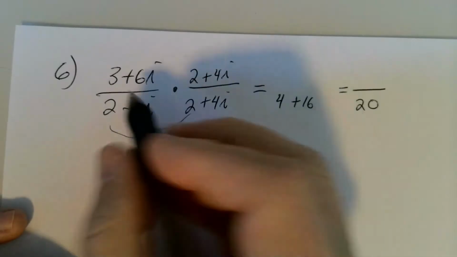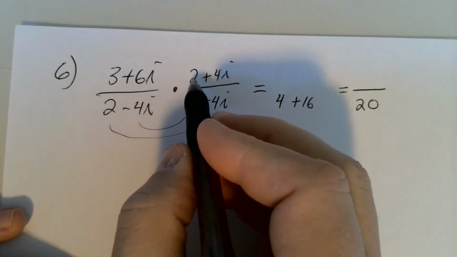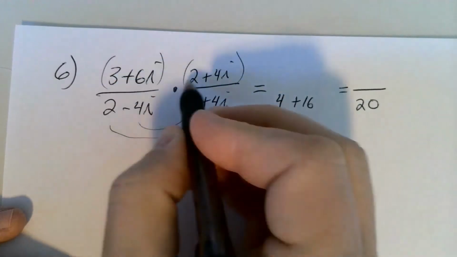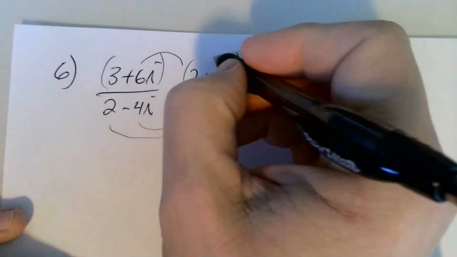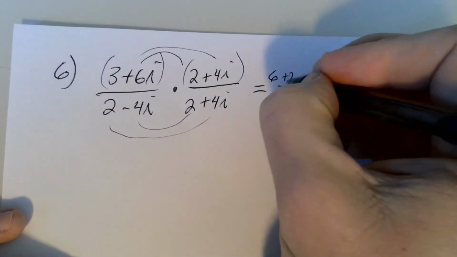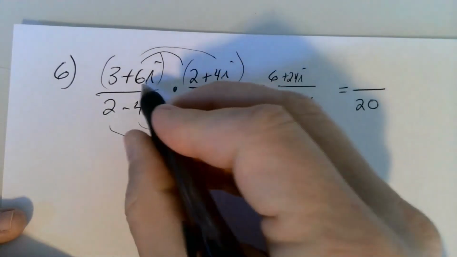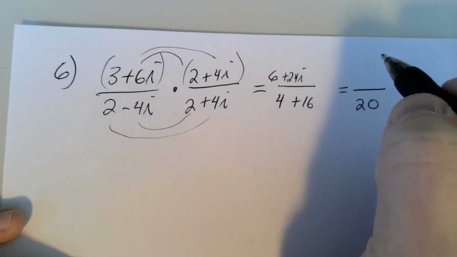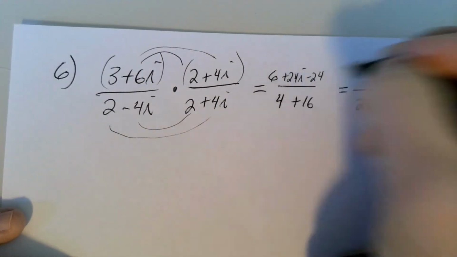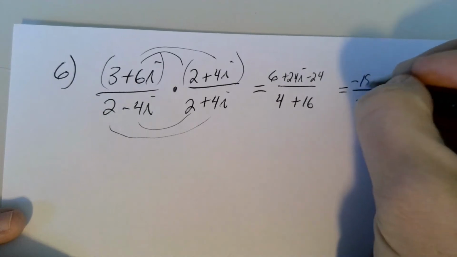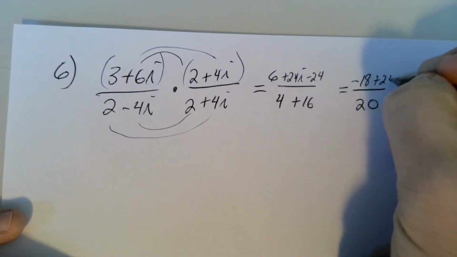Okay? Sorry, let me move that over for you. Now I've got to do the top. So 3 times 2, right? This is multiplication. 3 times 2 is 6. Inside is 12i, outside is 12i, that's plus 24i. And then 6i times 4i is 24i squared, which is minus 24, which gives me negative 18 plus 24i.